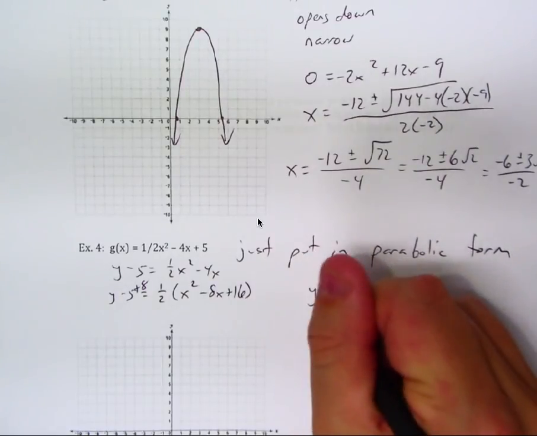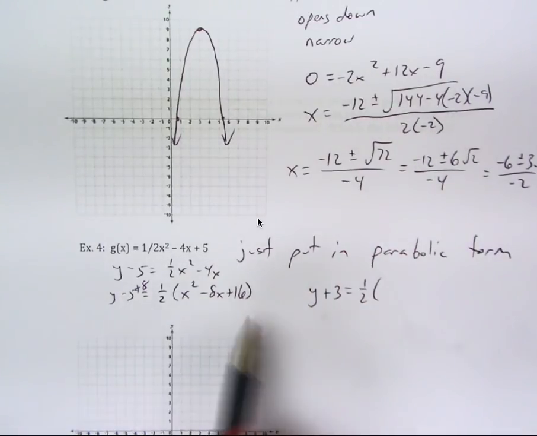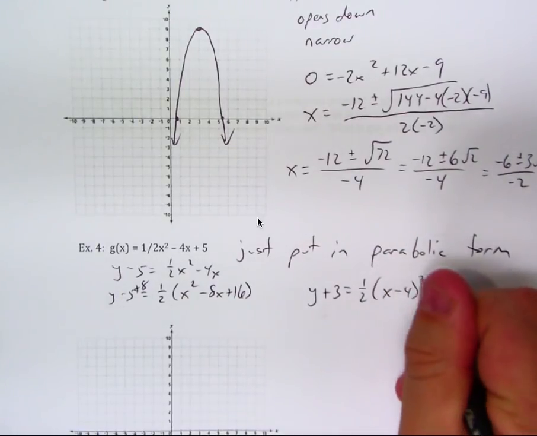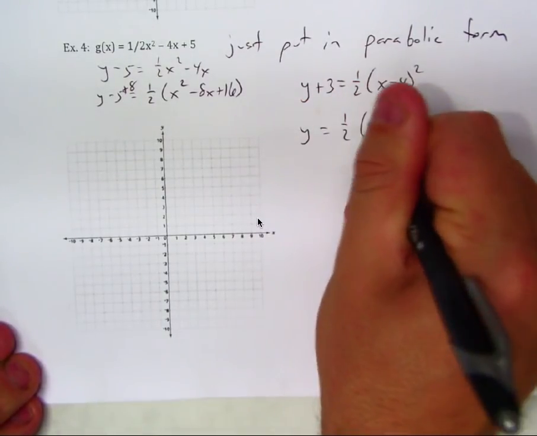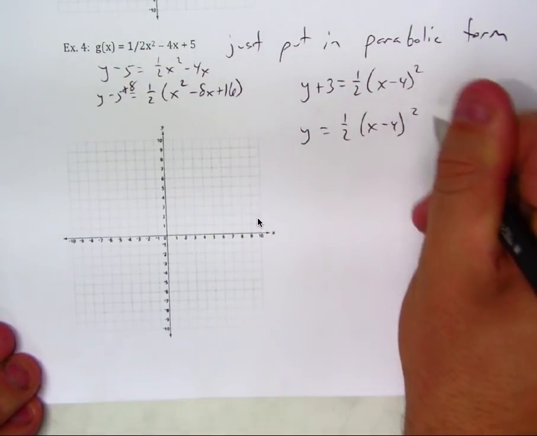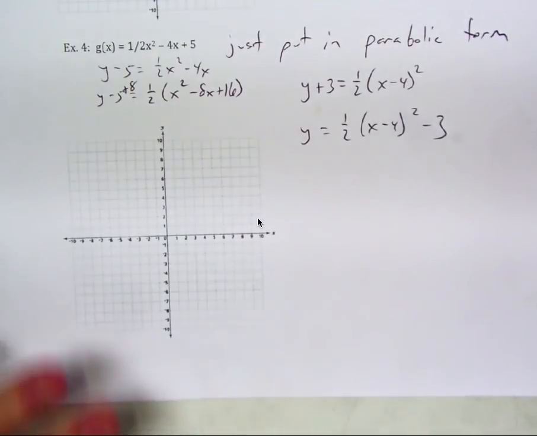So you should have y plus 3 equals 1/2, and then factor x minus 4 squared, and then subtract the 3. So y equals 1/2 (x minus 4) squared minus 3. And from here, you could go through all your analysis and whatnot, but I'll save you the time.